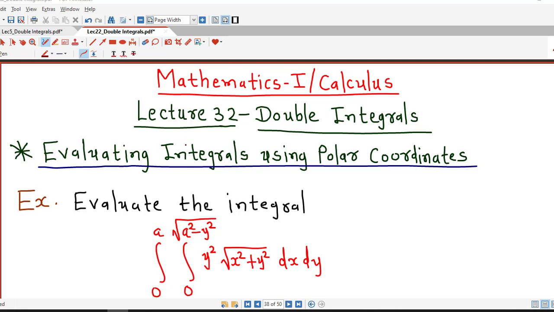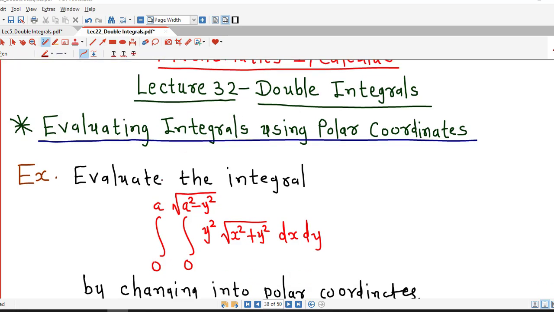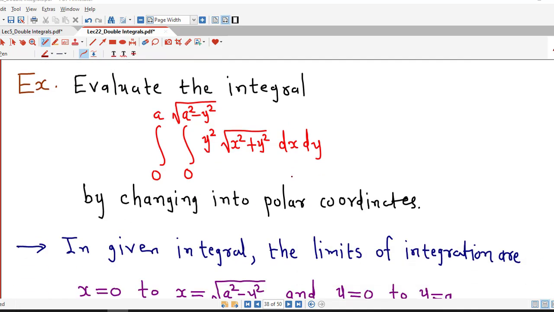So for the last 3 or 4 lectures we are doing problems on double integrals using polar coordinates. So let's do one more problem of this type. Here we are asked to evaluate this double integral by changing into polar coordinates.